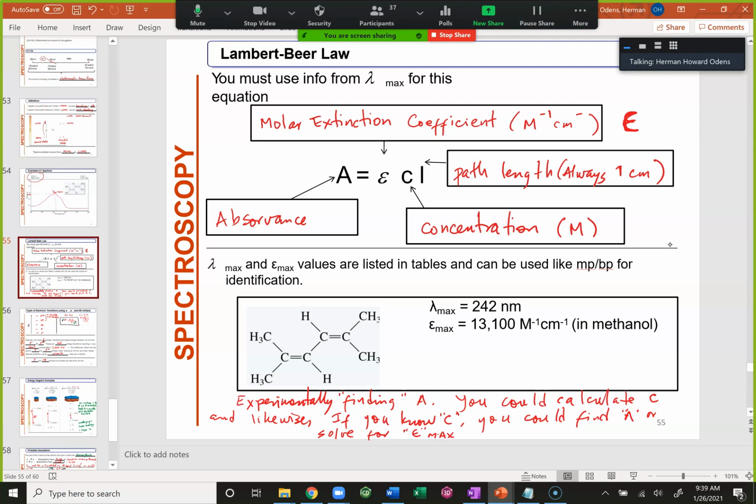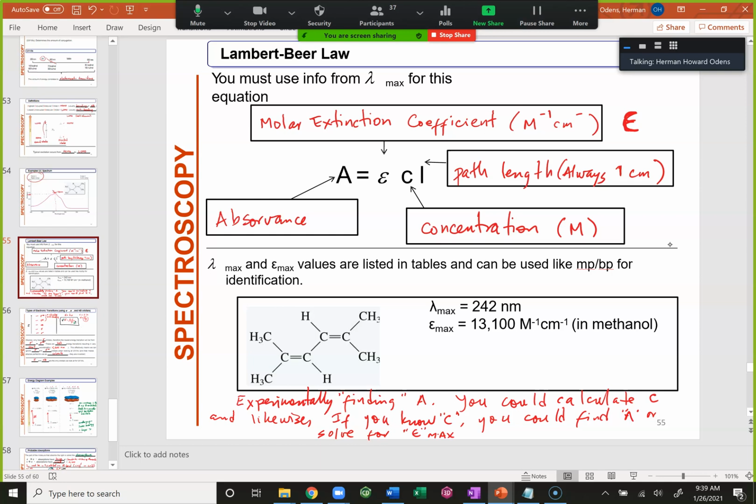And so, for example, for this same compound that I showed you the spectrum of, that is conjugated, you have a lambda max of 242 nanometers and a molar extinction coefficient of 13,100 in methanol. So what can we do with this equation?